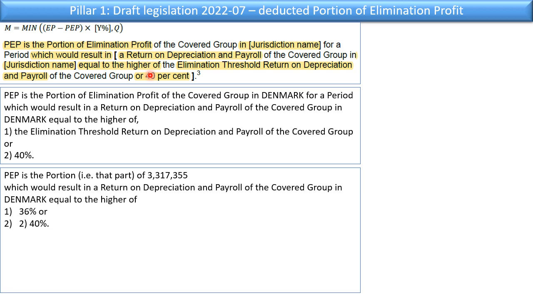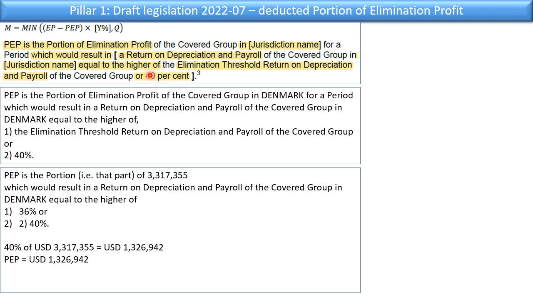But if we're going to choose between the 36% and the 40%, why did we just spend all this time calculating the 74% in Denmark? What do we do with that 74%? Apparently, we're only going to use that when we get to the elimination of double tax. But then why put it in here? I simply don't know, and I do not know how to read the text other than it is done here.